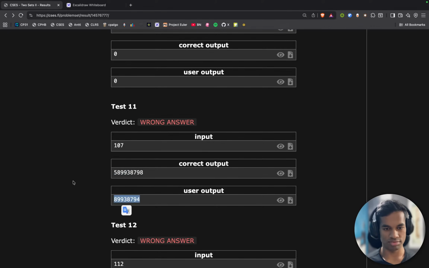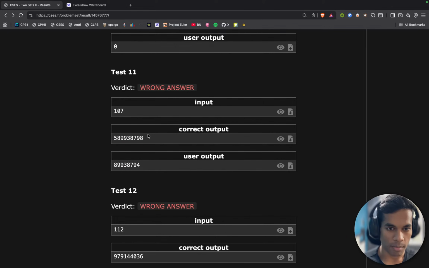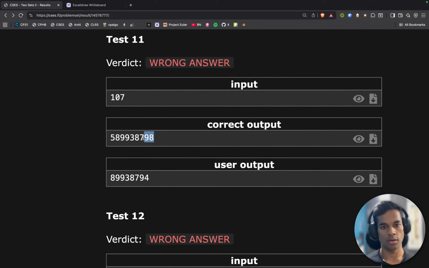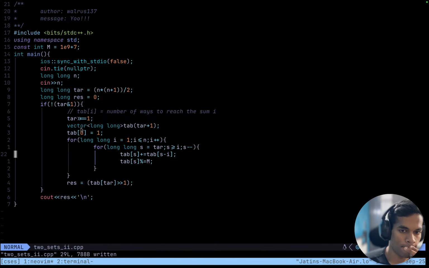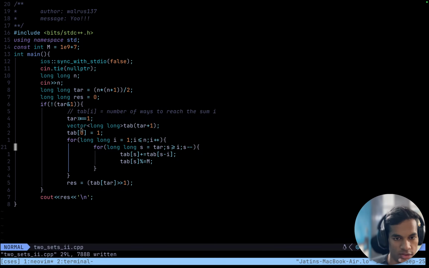But it doesn't work. Okay, my answer is actually smaller than the correct one. And wait, 1, 2, 3, 1, 2, 3, 1, 2, 3. That is smaller. 1, 2, 3, 1, 2, 3, 1, 2. That is smaller. That is like 589 million. Well within the range.